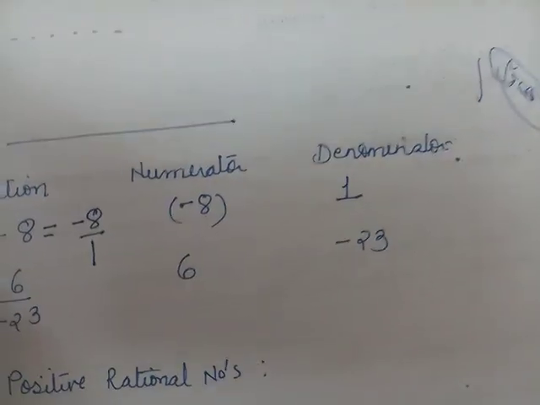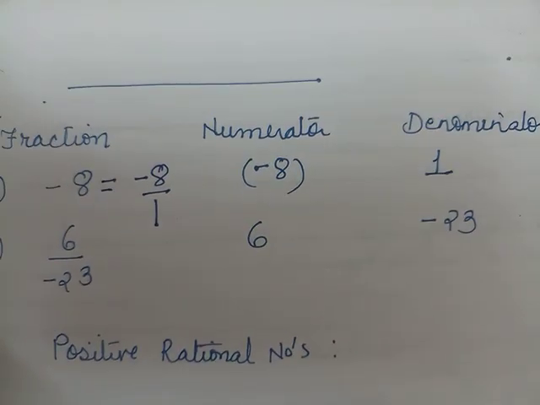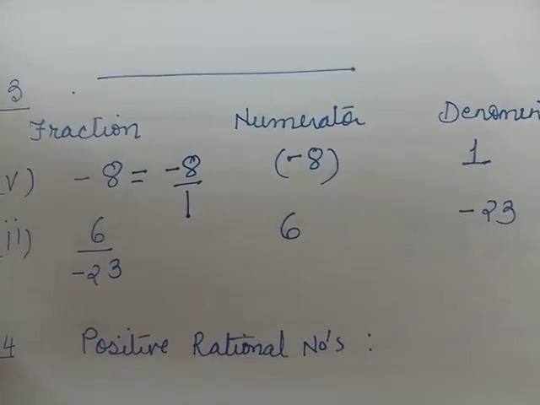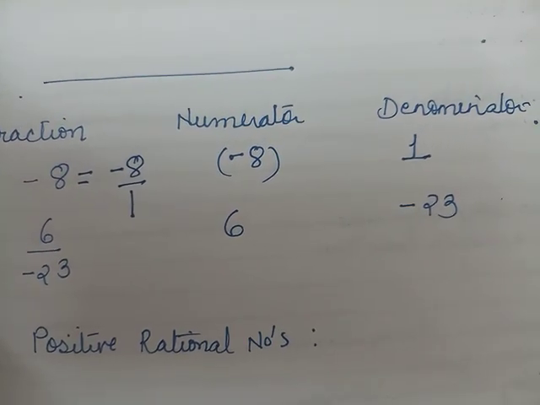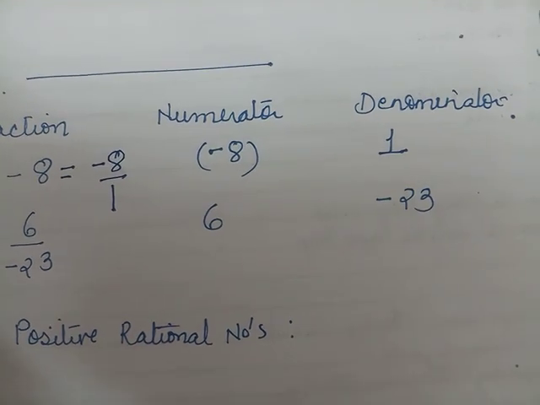Okay. So what will we get in the numerator? Minus 8, and the denominator what will we write? 1. Similarly in the second one, 6 upon minus 23. In the numerator we write 6 and the denominator is minus 23.